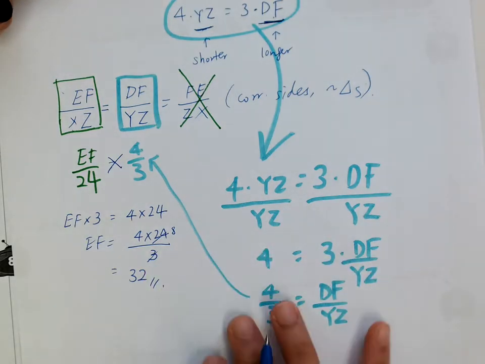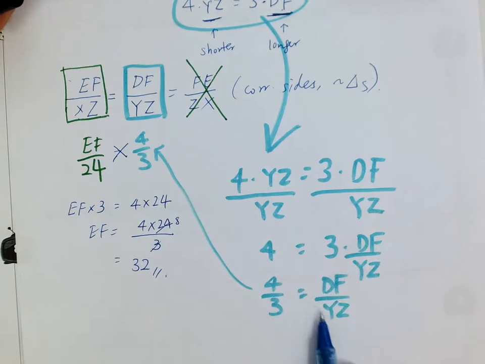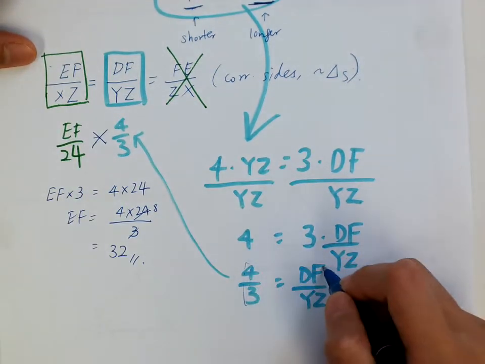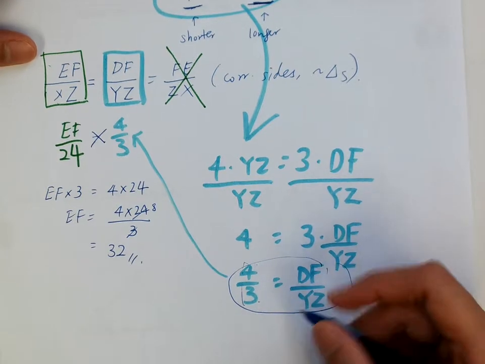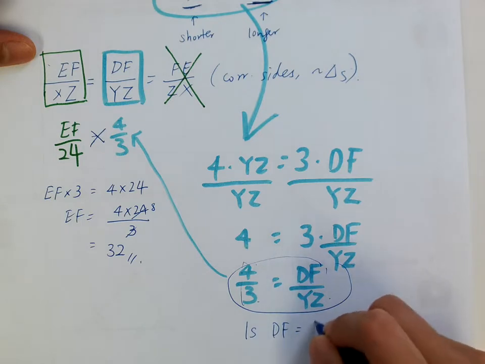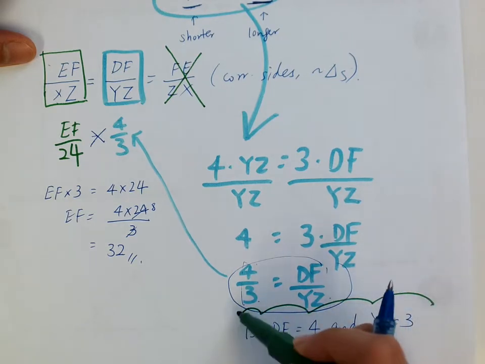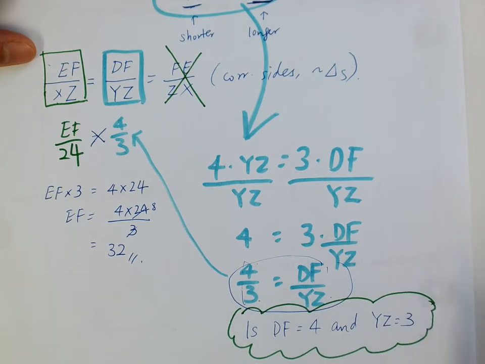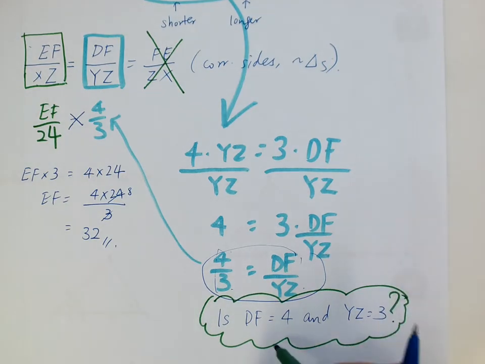Before I go, I would like to ask you one more question. Now, we find that DF over YZ equals 4 over 3. Is DF equal to 4 and YZ equal to 3? We will discuss this at the end of the lesson. Think about it. Is this true?